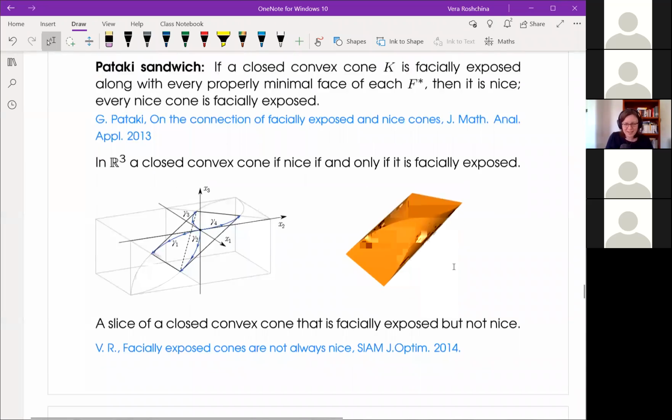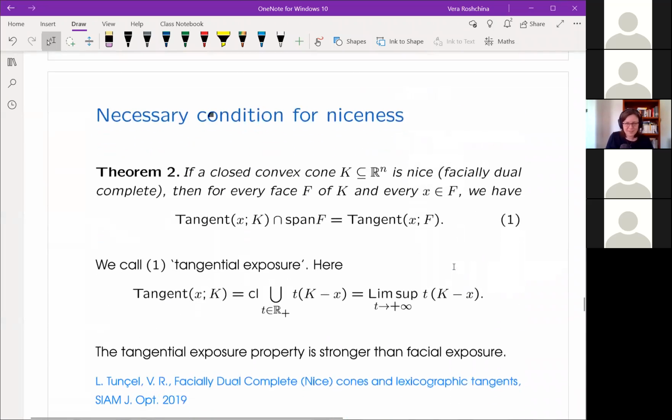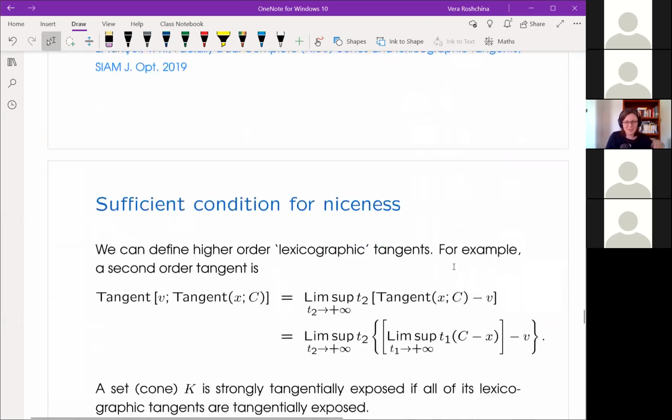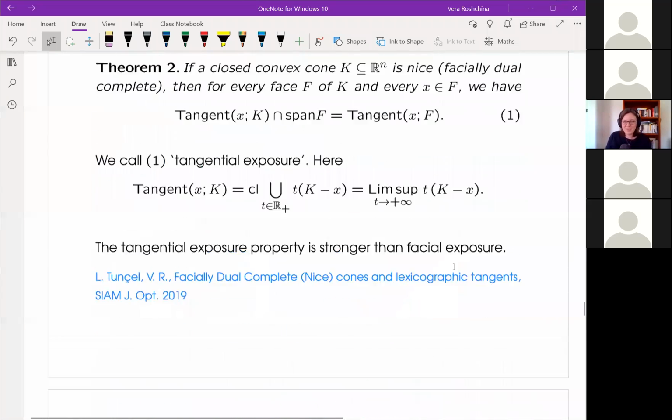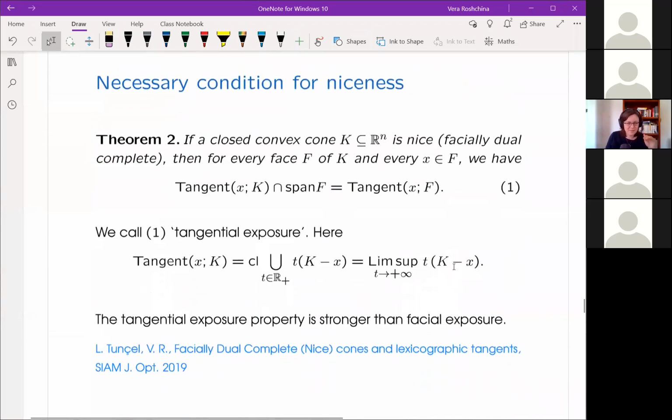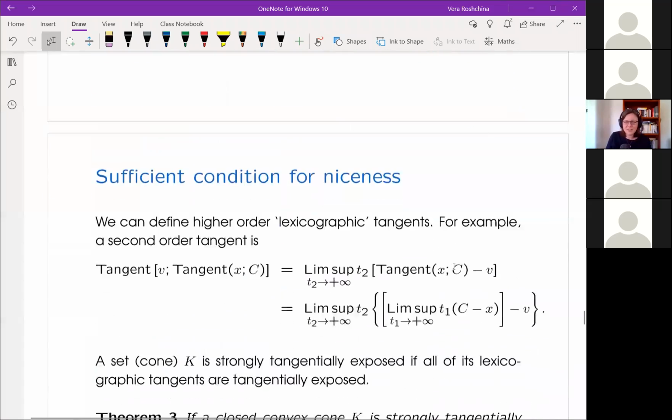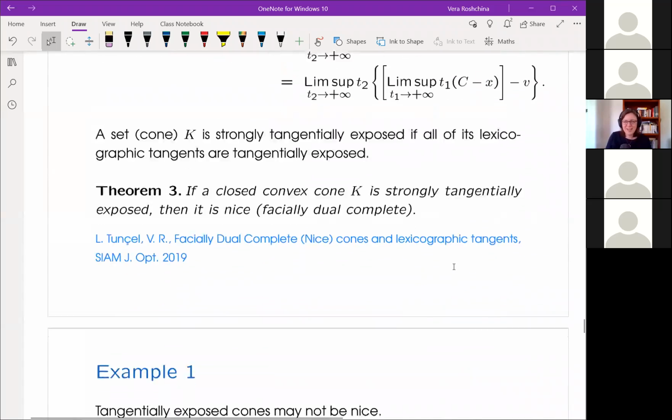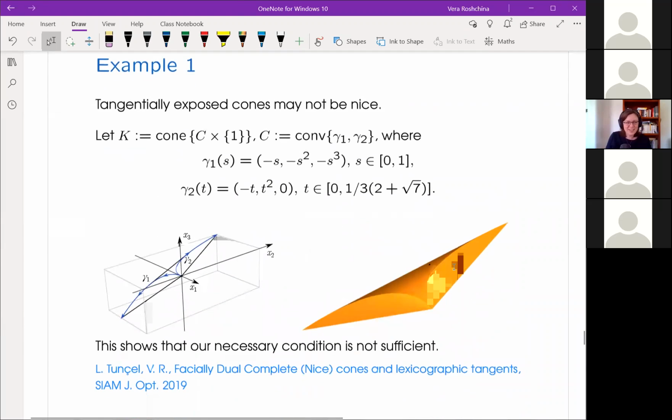And I think I have overestimated my time a little bit, so I'm going to skip a few things. My collaborator and I found some conditions that describe this property, as sufficient conditions and necessary conditions. I just wouldn't have time to go through them. They all relate to tangent cones. And then we have some examples that show that those conditions are not individually necessary and not individually sufficient.